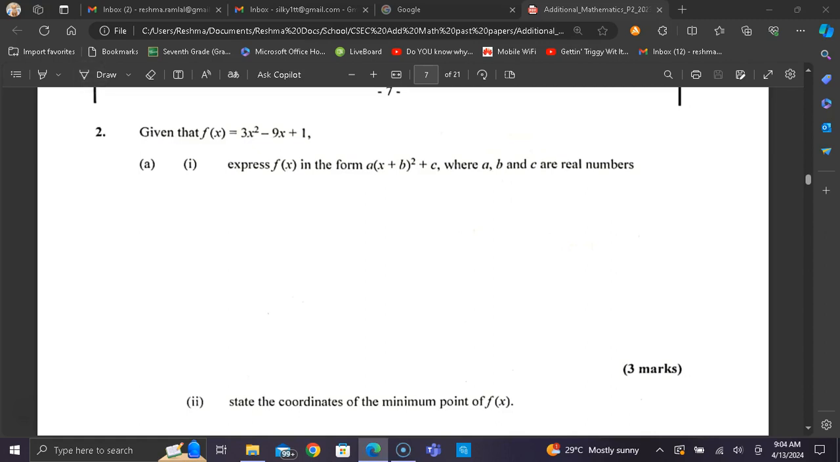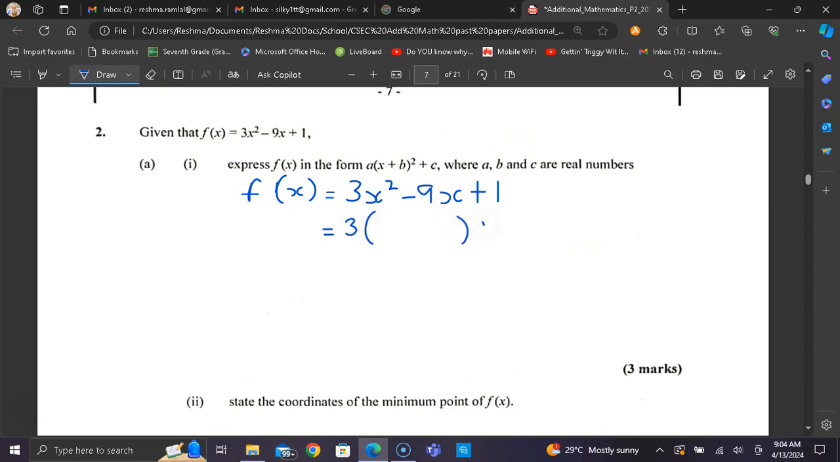So let's complete the square of our expression. Our function, I'm just going to rewrite it here. So 3x squared minus 9x plus 1. So I'm going to factorize the coefficient of x squared, which is 3. Okay, so we're going to factorize that out from just the first two terms, leaving the constant 1 at the end. So we get x squared minus 3x inside the bracket.